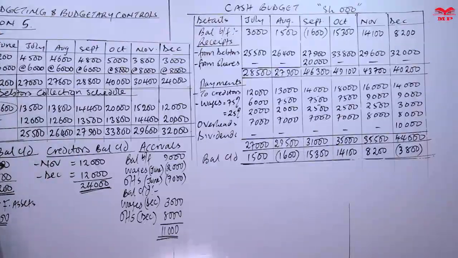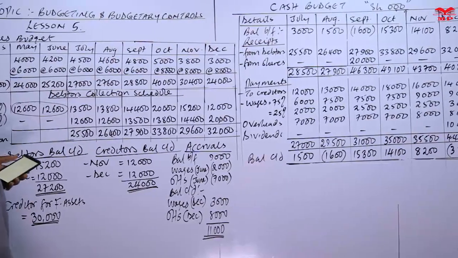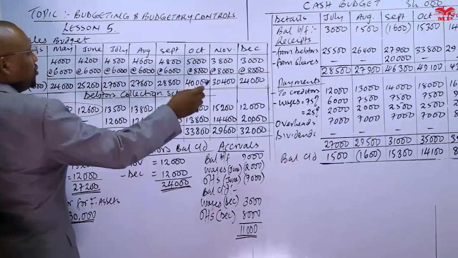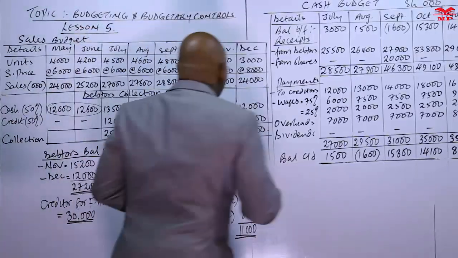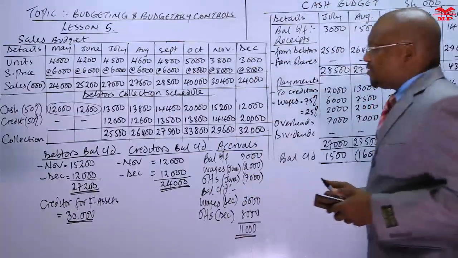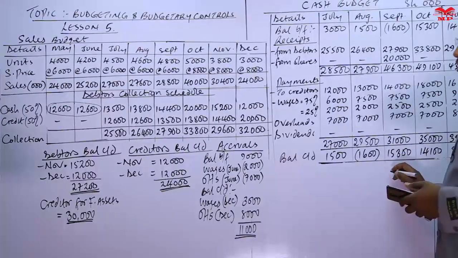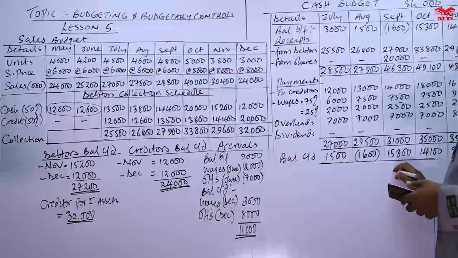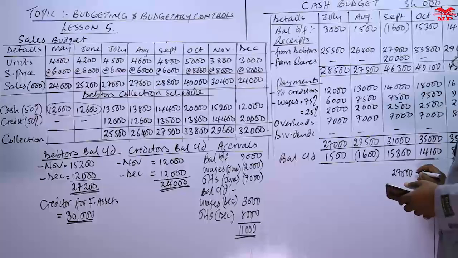So what we require actually is the sales. Sales for the month of July up to December. We require to add this as a working as we come to the income statement. So let me just record them here because I need to reserve these figures. So we have sales for July is 27,000.